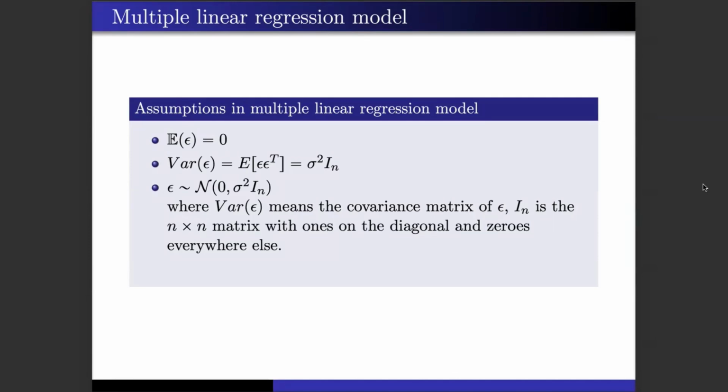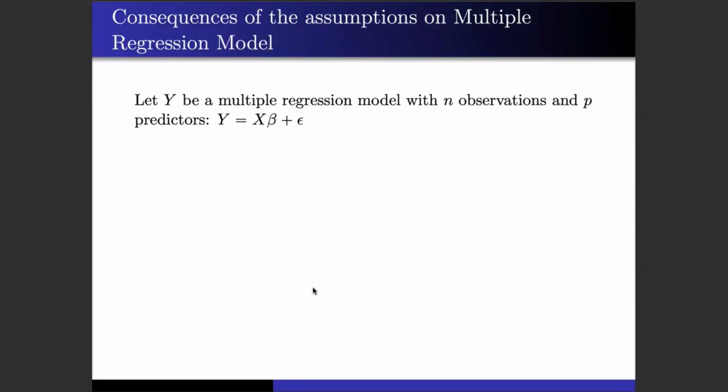When we are dealing with multiple linear regression model, we make one more assumption on the model, that the rank of the X matrix is equal to p plus 1. And why do we make this assumption on X matrix? We are going to talk about that in the next video. But for now, all I can tell you is this assumption we have on X matrix is pretty important. Let's quickly look at the consequences of these assumptions on multiple linear regression model.